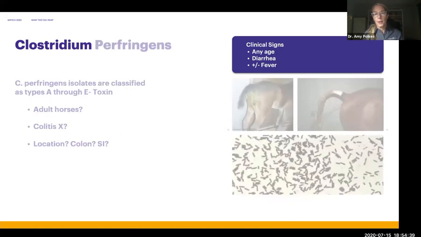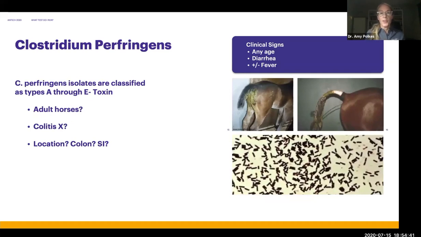I'm sorry, I'm going to go to Clostridium perfringens now. Mostly we think about Clostridium perfringens when we think of foals. It can happen in any age. They can have diarrhea, plus or minus a fever. But it really has been identified in adult horses as well. There's some thought that it could be like that colitis X, where they get a peracute colitis and oftentimes die very quickly. Where's the location? Is it in the colon? Is it in the small intestine, et cetera?